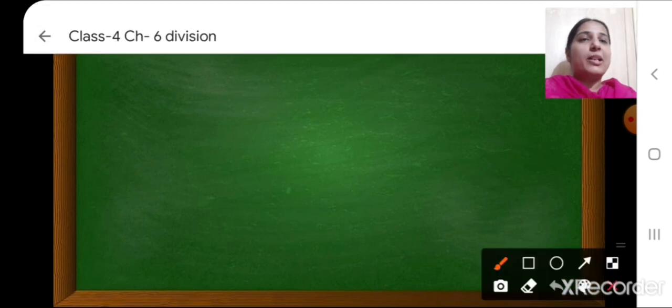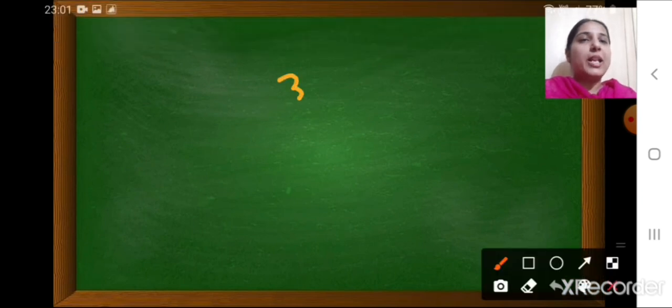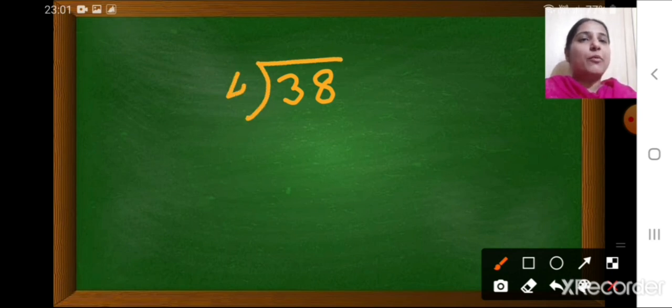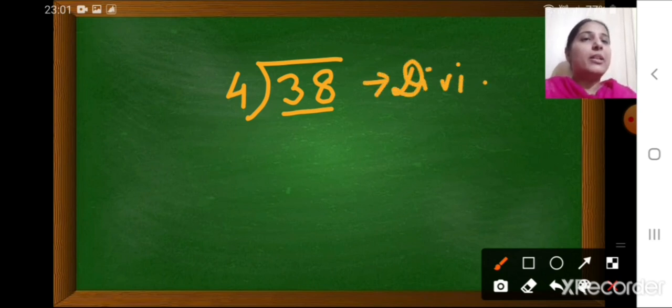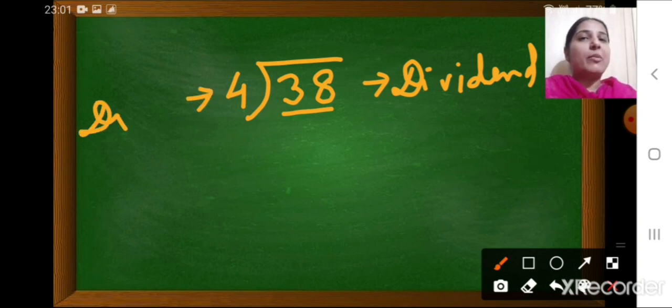So suppose children, let's take one example, number 38, and let's divide it by number 4. So children, what is 38 here? This 38 is to be divided, so this is called the dividend here. What will it be called? Dividend. And this number 4 by which we are going to divide will be called the divisor. What will it be called? Divisor. Okay.